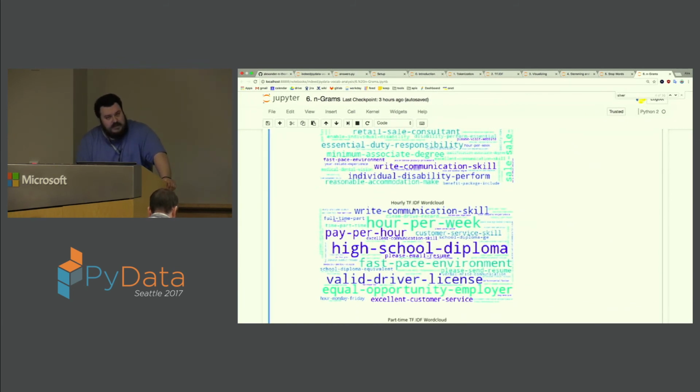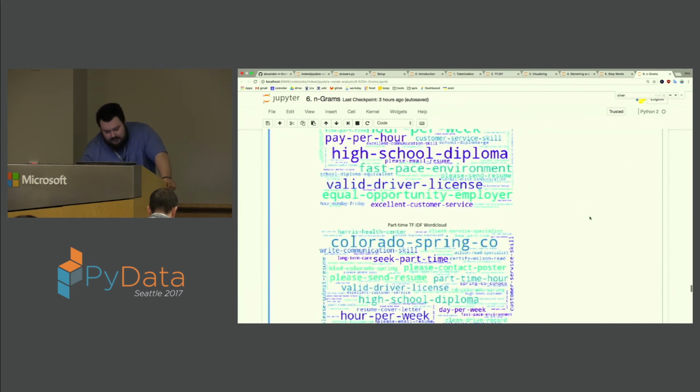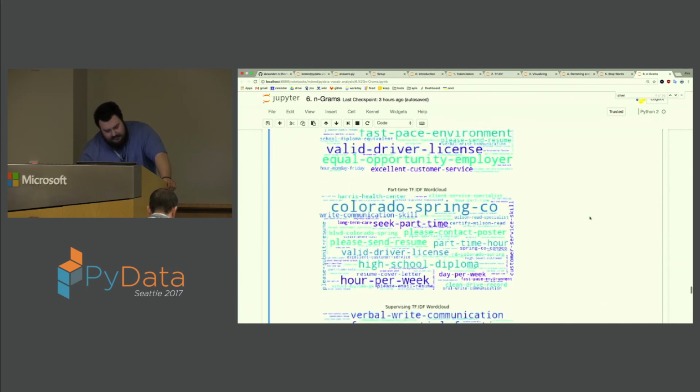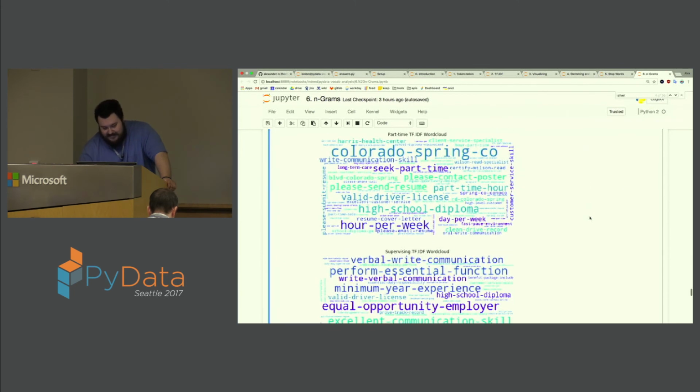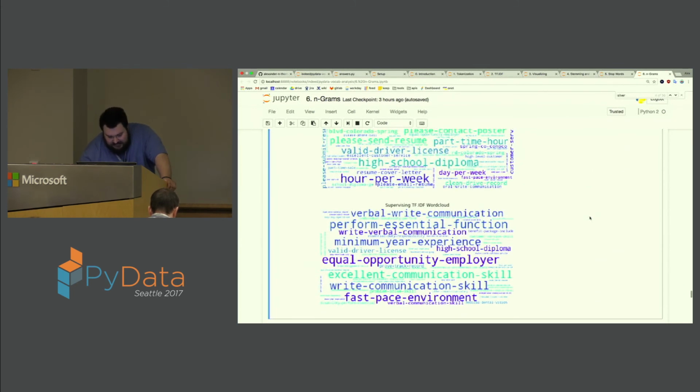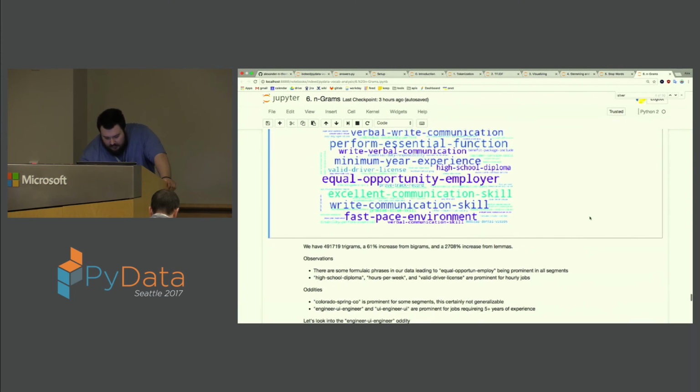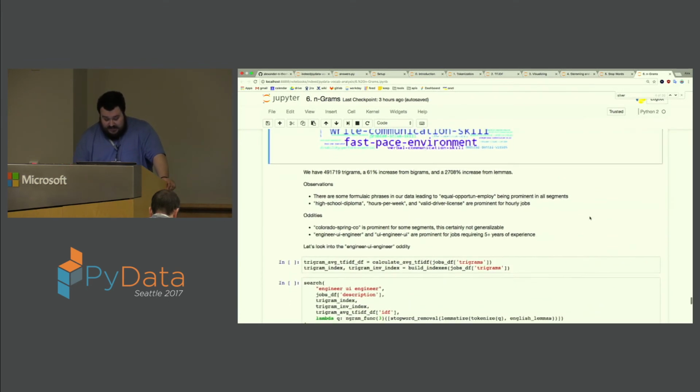For some of them, like hourly, and for the 1 to 2 years experience, we're seeing some useful stuff like pay per hour, hour per week, high school diploma. Those are good. Part-time. Colorado Spring. And supervising, again, not a lot of useful stuff here. So we're seeing the formulaic phrases, high school diploma, some of these things are matching our intuition, that's good. But we got these weird ones, Colorado Spring, Colorado, and engineer, UI engineer, and UI engineer, UI. So let's figure out what that is.